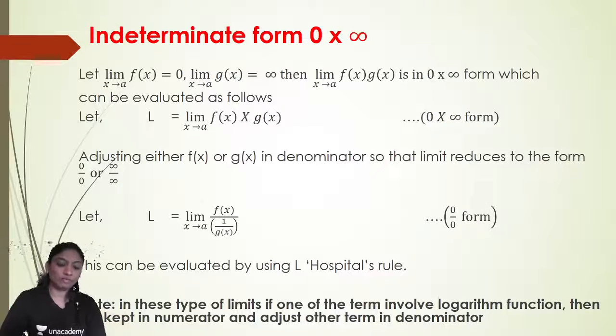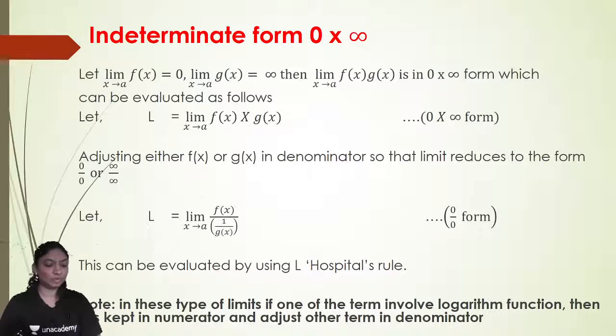First, we have seen the indeterminate form 0 upon 0. In the last lecture we already saw the 0 upon 0 indeterminate form and the infinity upon infinity indeterminate form. In this lecture we are going to see the indeterminate form 0 into infinity.